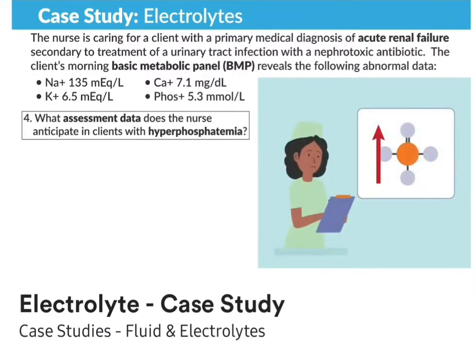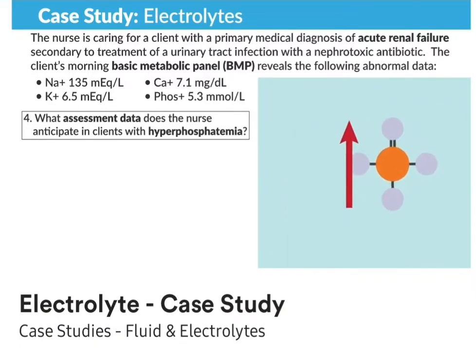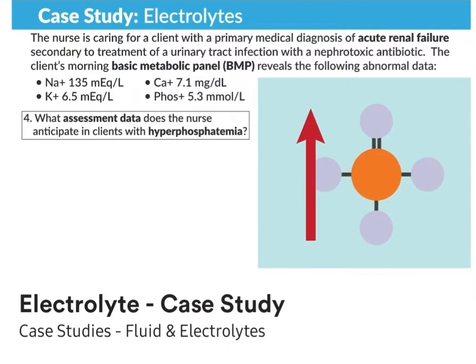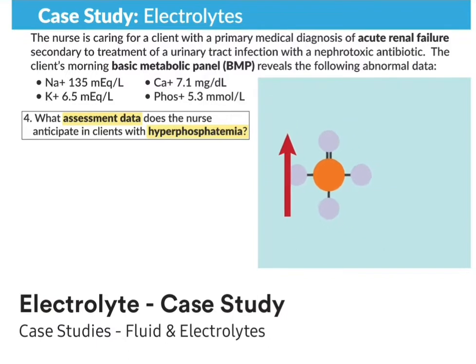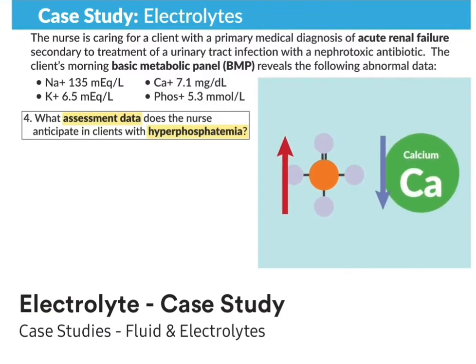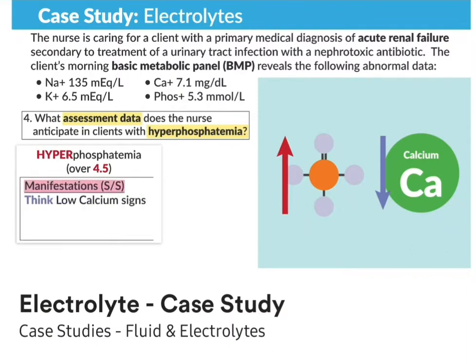All right, so let's break this down. Always, before looking at the answer options or even considering to answer, look at the key terms here. Remember, hyperphosphatemia is that high phosphate. And always consider what you know about phosphate. So in this case, we know that phosphate and calcium work as an inverse relationship. So with high phosphate, just think low calcium signs and symptoms.